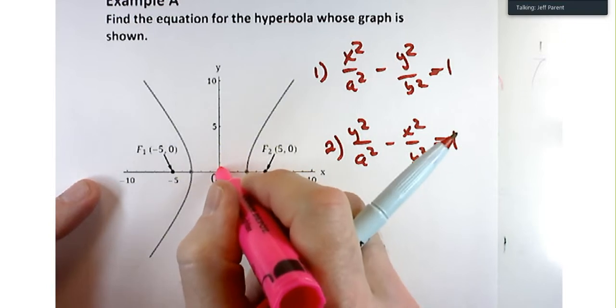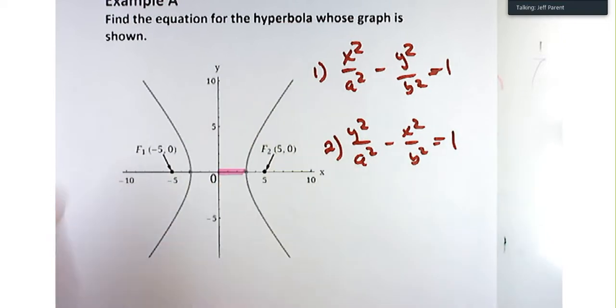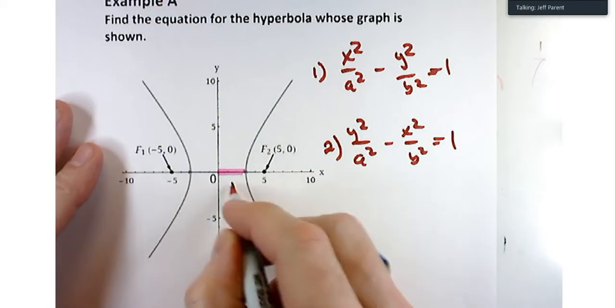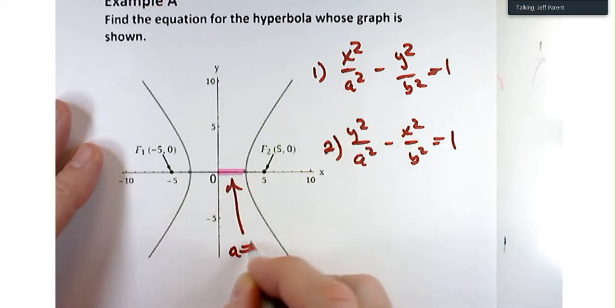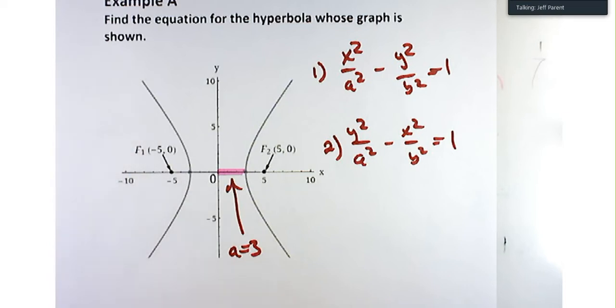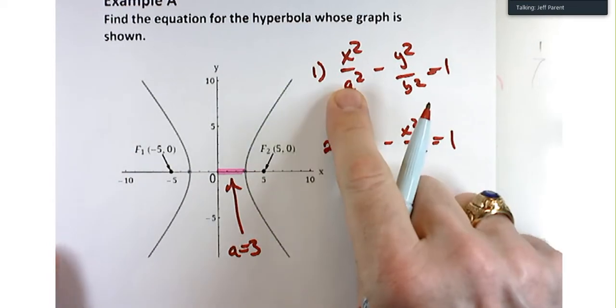Now, let's just take a look at this little distance right there. That's telling you one of these parameters. That's going to be a equals 3. So, nice. That's half of our work right there, figuring out what a is.